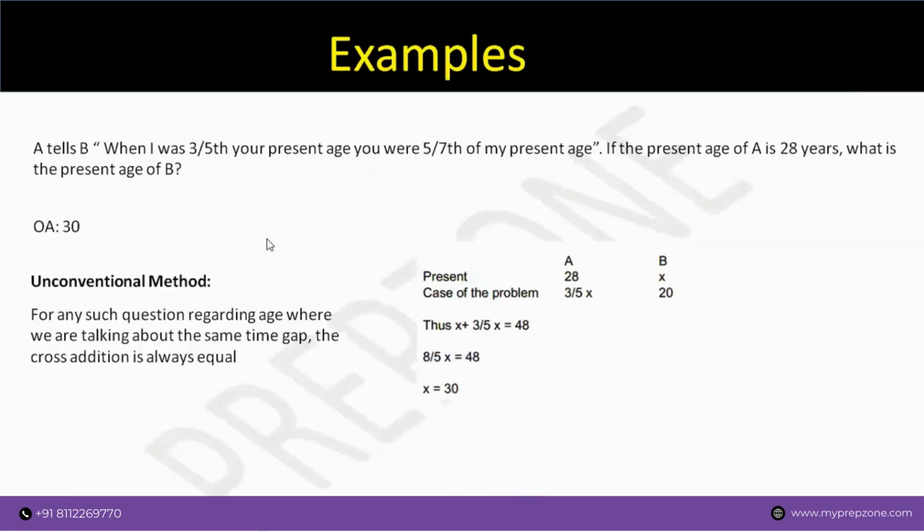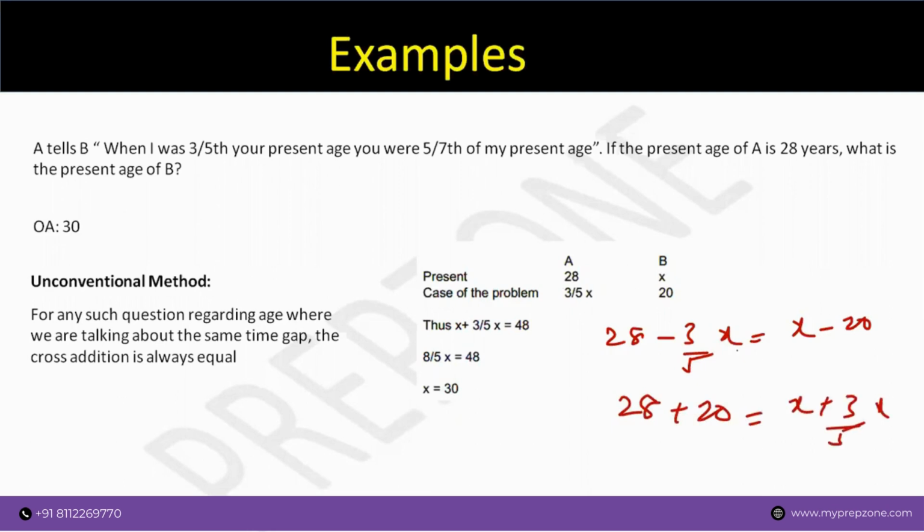So before moving further, let me just tell you one concept. Again, it's not really a concept. See, what we have done is we have taken the difference, right? 28 minus 3 by 5x is equal to x minus 20. Now, if you just rearrange this, it comes out as 28 plus 20 is equal to x plus 3 by 5x, right? And we have seen it live that there were many students who made a blunder of writing x minus 20 as 20 minus x.